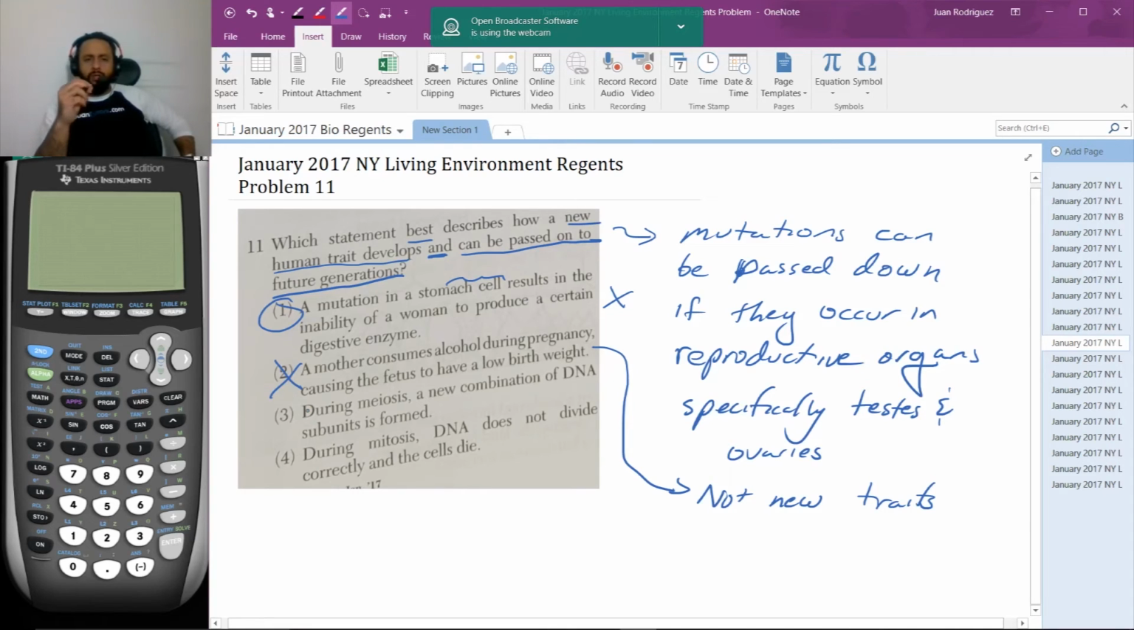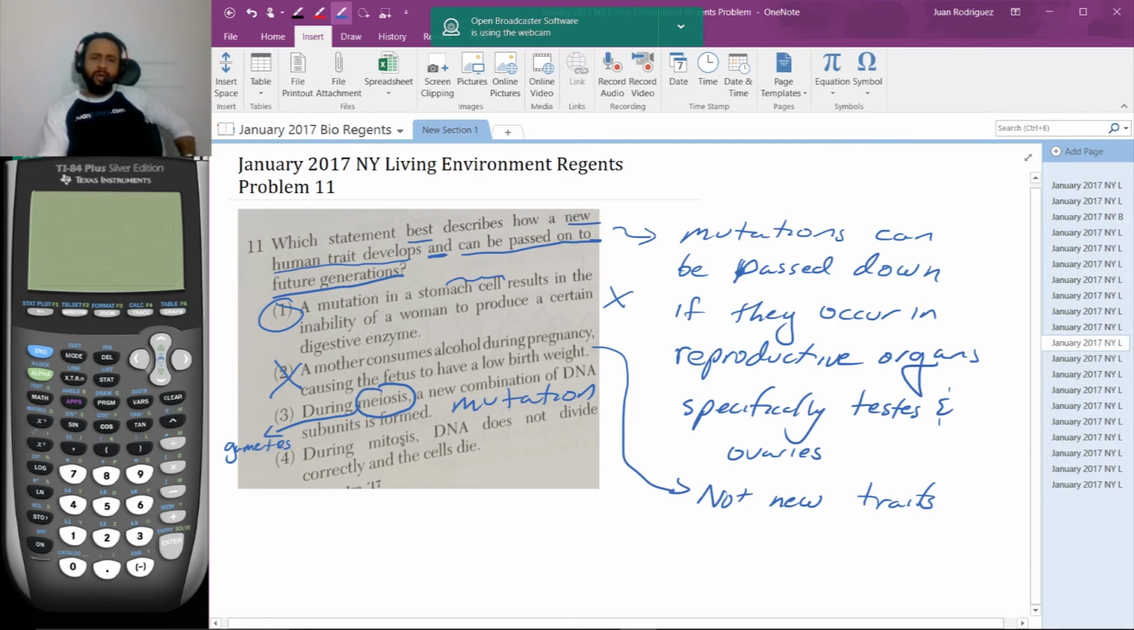So the third one, during meiosis, a new combination of DNA subunits is formed. That's a mutation. And here, meiosis is the splitting of cells in the gametes. Gametes are the sperm cells and the egg cells. Those are specifically the cells that get combined to pass down genetic information to offspring. So if that mutation occurs in gametes, that can be passed down.